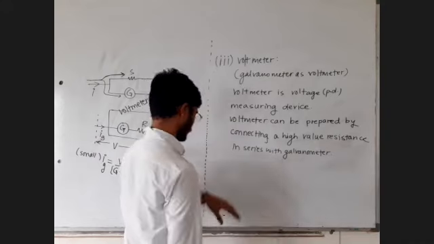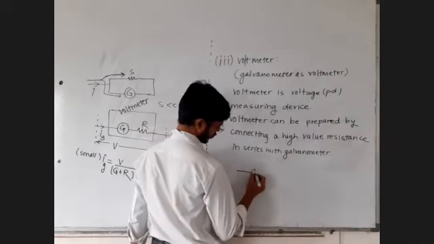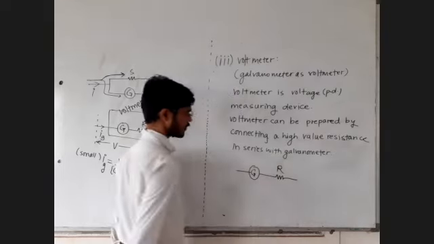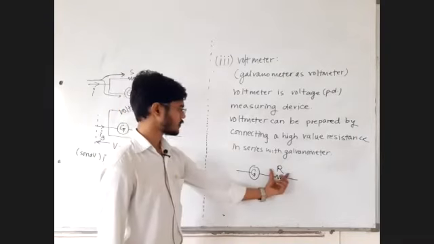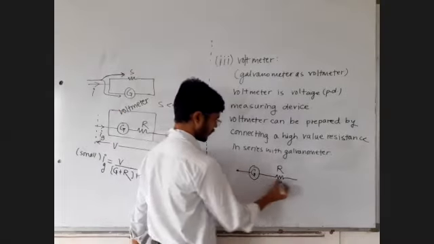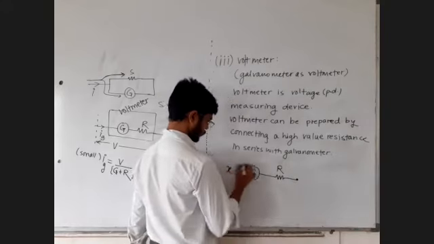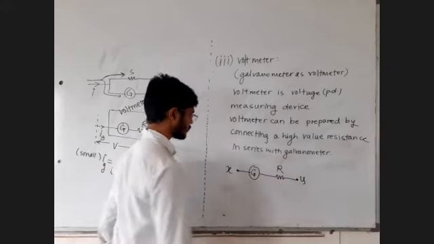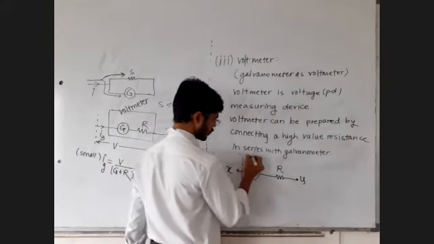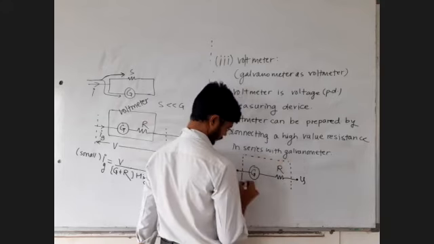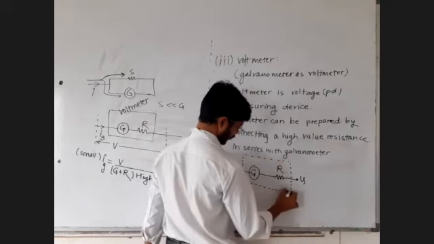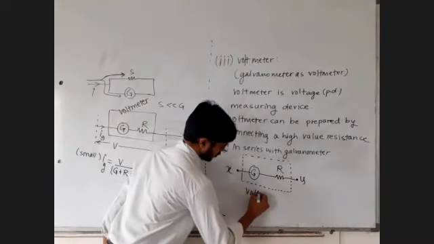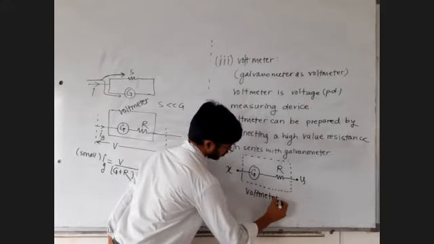Now below this, write down. This is your galvanometer. In series with, you have to connect a series resistance. Shunt resistance means parallel. Series means series. No need to specify anything, no need to justify. The word itself is enough. This is called as series resistance. This complete arrangement can measure potential difference between points X and Y. So this arrangement is called as voltmeter.